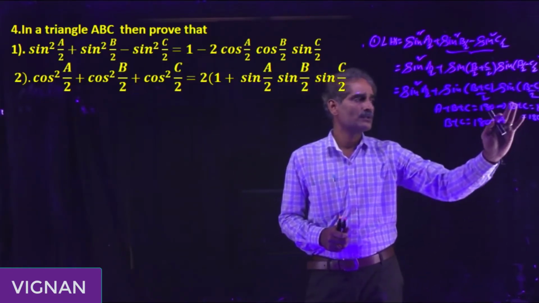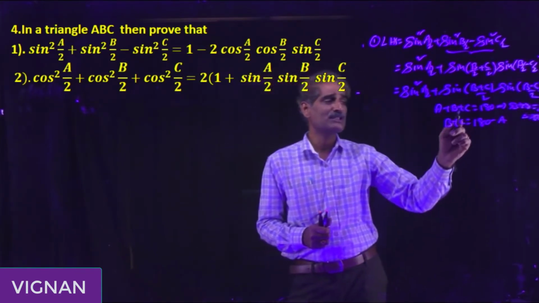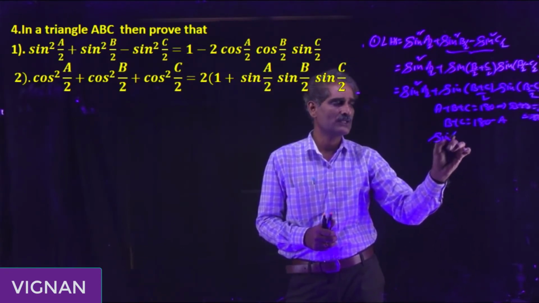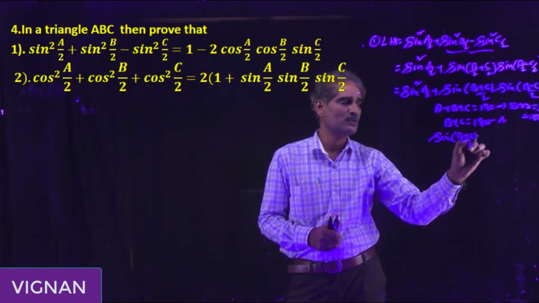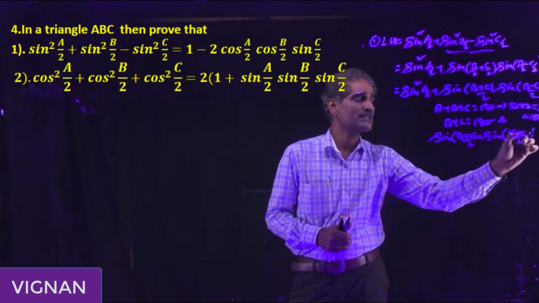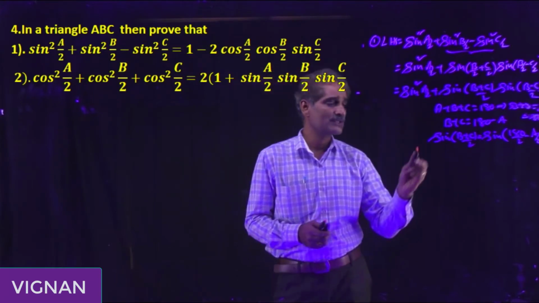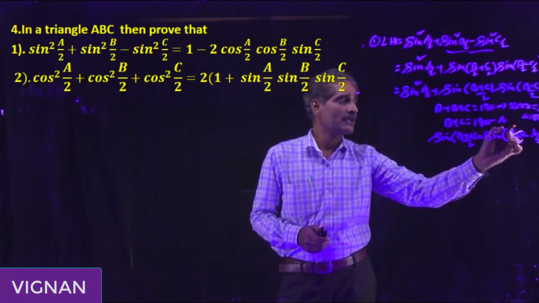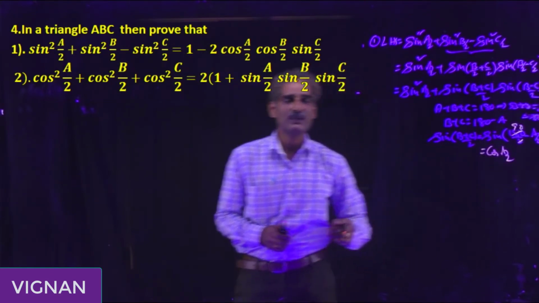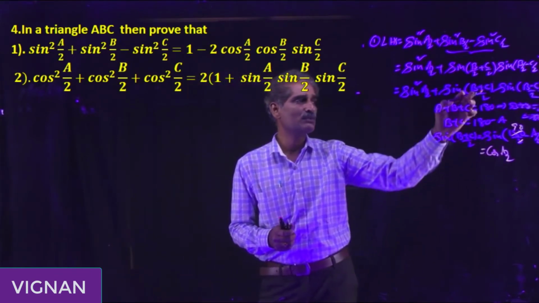Okay, so now we want to find sin (B plus C) by 2. Just divide both sides by 2 and apply sin on both sides. Then from this we can write sin (B plus C) by 2 is equal to sin of (180 by 2 minus A by 2). Okay, next, sin of (90 minus A by 2) means cos A by 2. Here the value of sin (B plus C) by 2 is equal to cos A by 2. Just replace sin (B plus C) by 2 by cos A by 2.